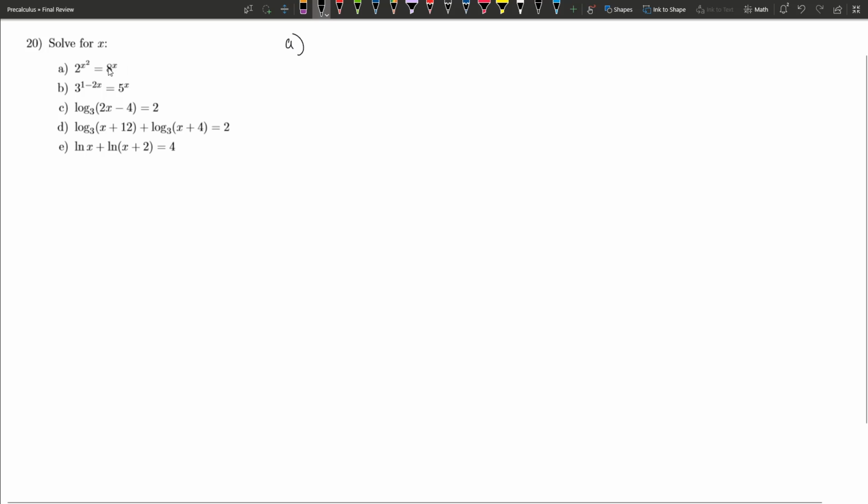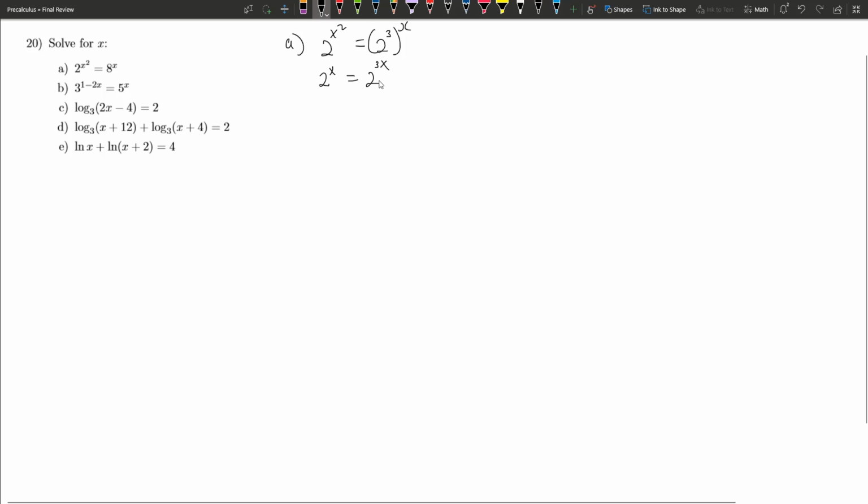Okay, so for that first one, you always want to check and see if you could rewrite one of the numbers using the same base as the other one. So for example, 2 to the x squared could stay where it is, but we could rewrite that 8 as 2 to the third, right? Because 2 times 2 times 2 is 8. So it's 2 to the third to the x power. All I did was rewrite the number 8 as 2 to the third. Now, a power to a power means that you multiply the exponents. So that's 2 to the 3x.